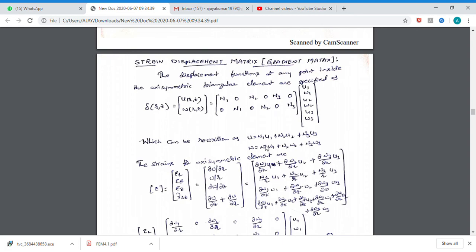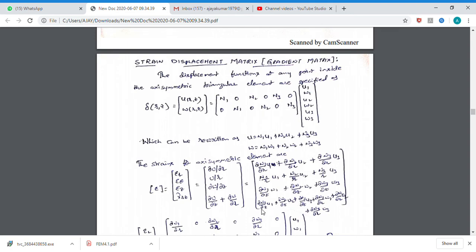Now consider dou u by dou r, where u is given by this equation. u1, u2, u3 are the constant displacements, and w1, w2, w3 are also constants. The only variables are the shape functions n1, n2, n3. So dou u by dou r is dou n1 by dou r into u1 plus dou n2 by dou r into u2 plus dou n3 by dou r into u3. u by r is n1 by r into u1 plus n2 by r into u2 plus n3 by r into u3. For the axial direction, dou w by dou z is dou n1 by dou z into w1 plus dou n2 by dou z into w2 plus dou n3 by dou z into w3.